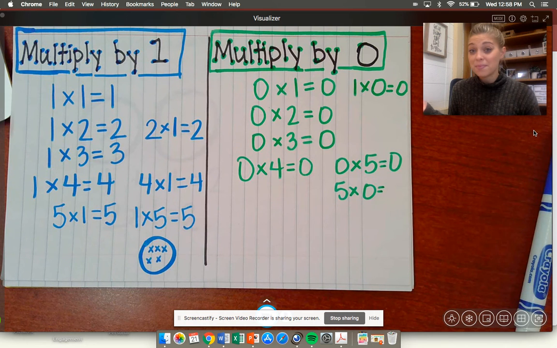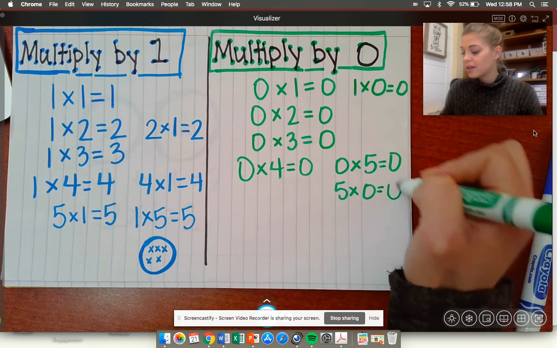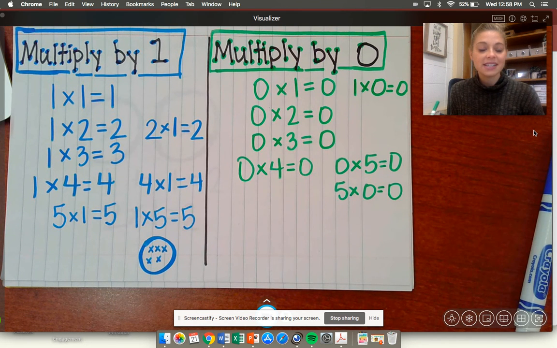Any number multiplied by 0 is 0. You could have 276 times 0. And the answer, the product, would be 0. Or you could have 0 times 500. That would still be 0 because you would have 0 groups, right? 0 groups of 500 would be nothing because you have 0 groups to put the objects in.